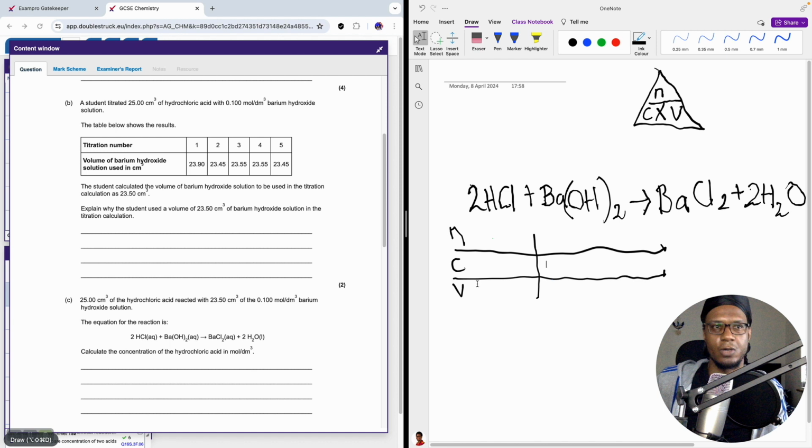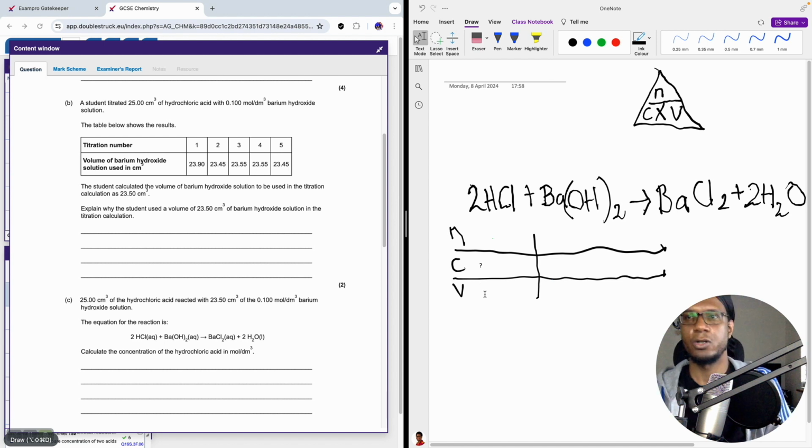Let's get on to this part of the question. 25 cm³ of the hydrochloric acid reacted with 23.5 cm³ of the 0.1 mol/dm³ barium hydroxide solution. It gives us the balanced equation. Calculate the concentration of the hydrochloric acid in mol/dm³. So what are the important things here? Well, we've got our volume of hydrochloric acid and our volume and concentration of barium hydroxide. What do we want? It says we want concentration, so I'm going to put that there because that's our unknown.